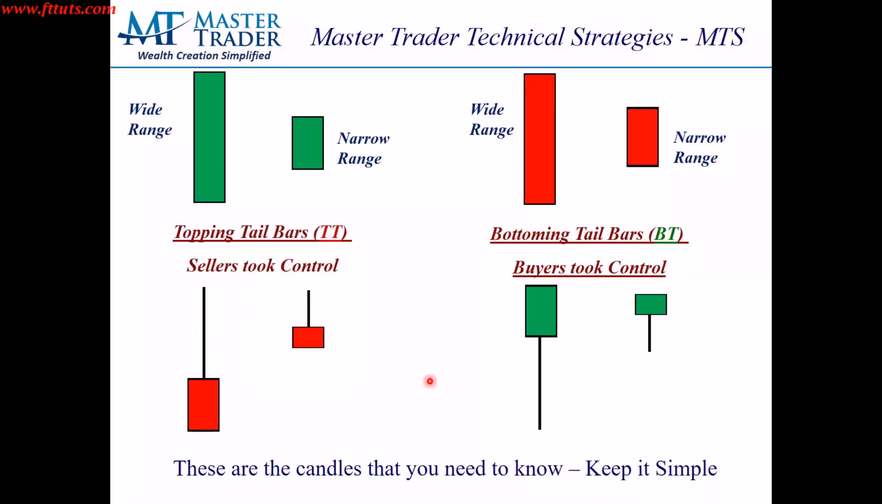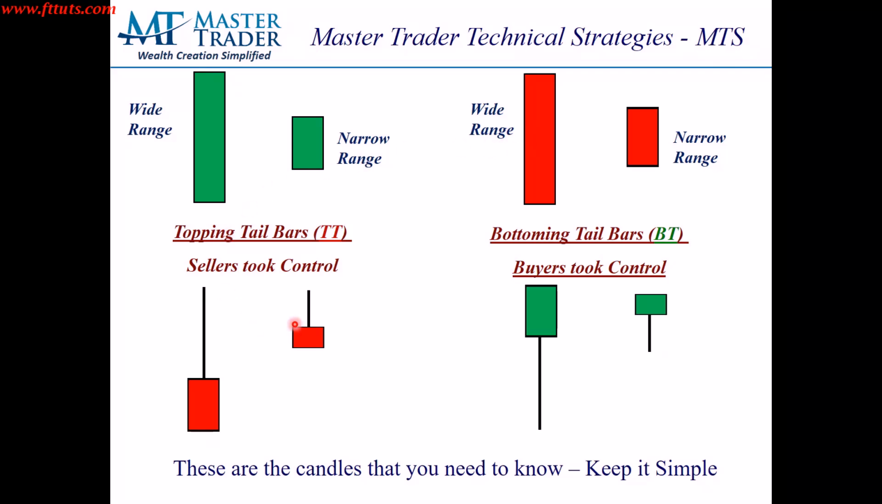So the basics of candles. We look for wide bars and narrow bars, and the narrow ones tell us momentum is slowing, and the big ones tell us that momentum is increasing. And it's all about, is it an igniting wide bar or is it an ending wide bar, whether it's bullish or bearish.